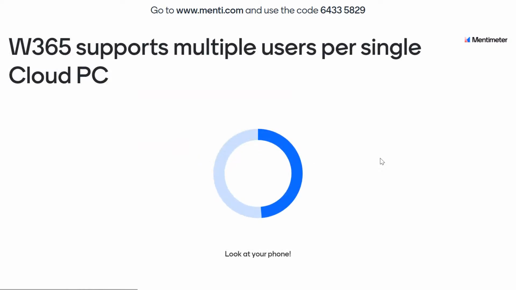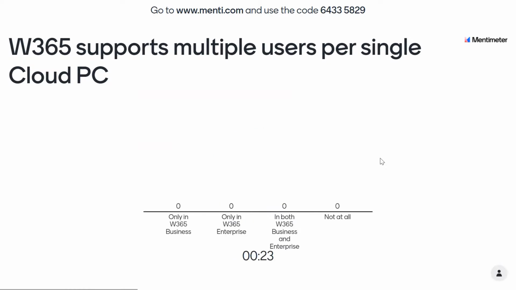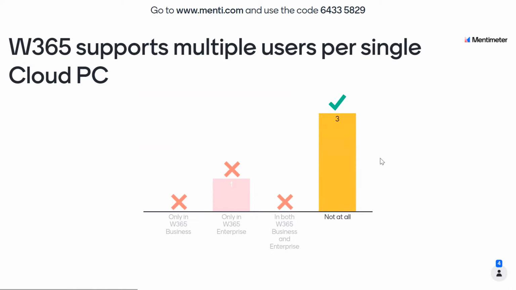Windows 365 supports multiple users per single cloud PC. True or false? Oh, not true or false. Only in Windows 365 Business, only in Enterprise, in both Business and Enterprise, or not at all. Yep, so not at all. That isn't possible. It's one PC per person.